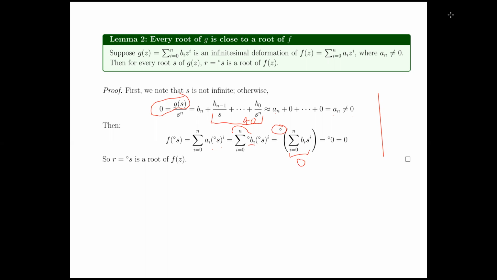The example you gave, like of a double point. Is that just an instance of what's called resolution of singularities?